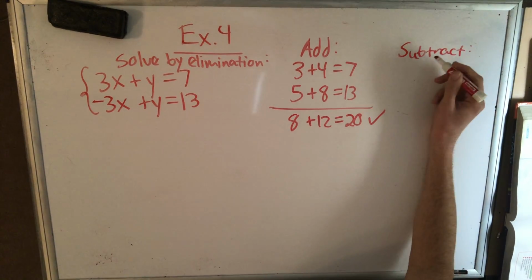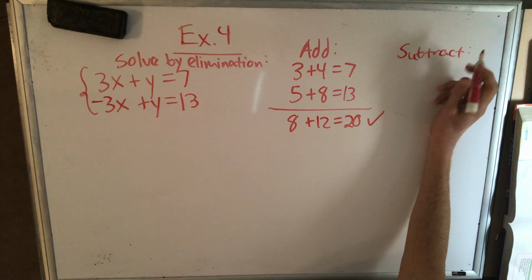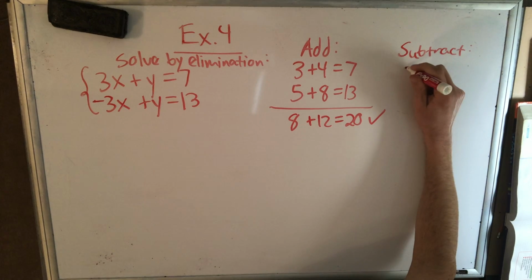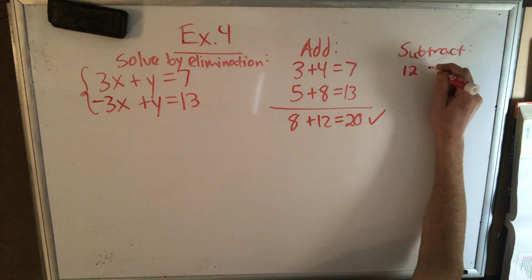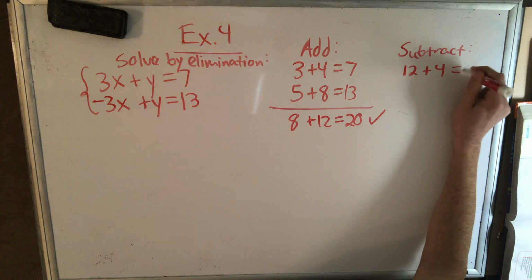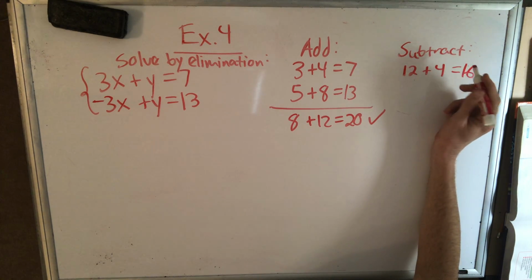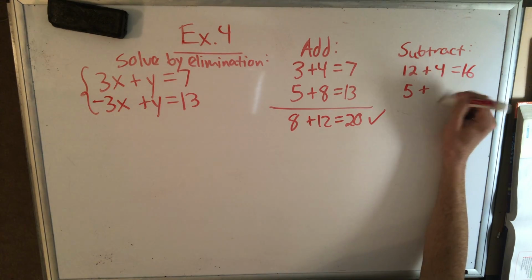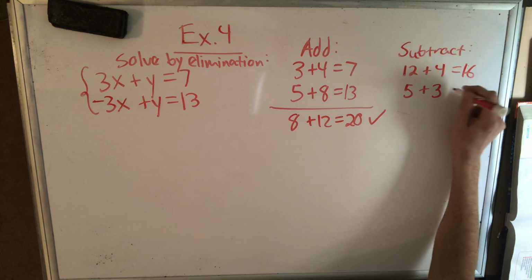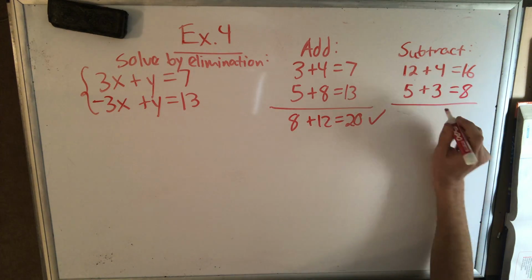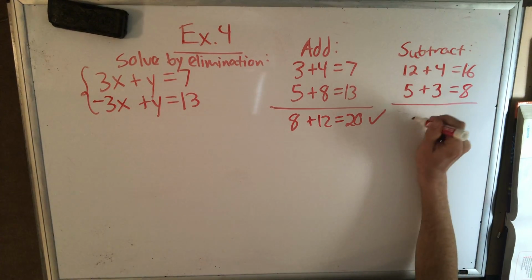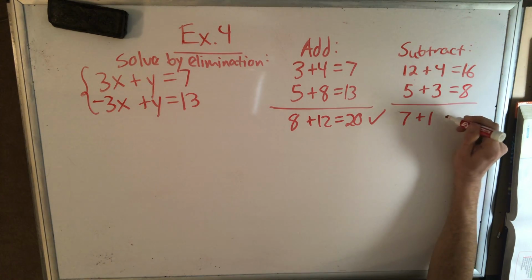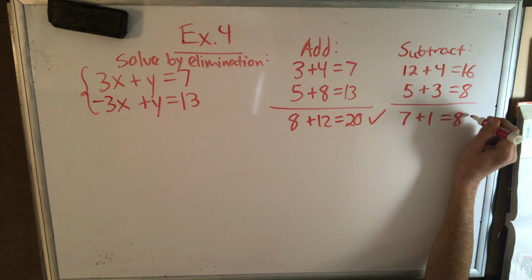Let's take two random equations, such as, let's say, 12 plus 4 equals 16, and let's say 5 plus 3 equals 8. Now let's subtract the equations. 12 minus 5 is 7, 4 minus 3 is 1, 16 minus 8 is 8. 7 plus 1 equals 8, of course, is a true equation.